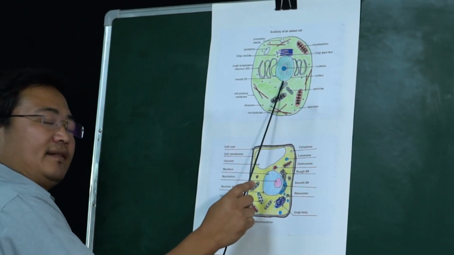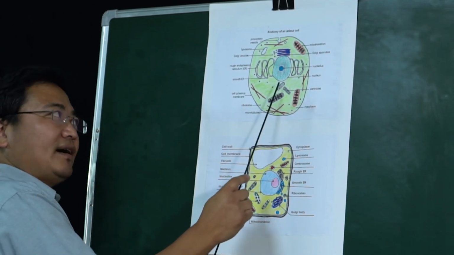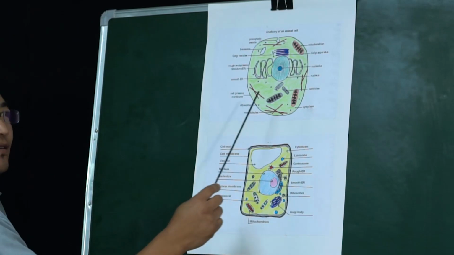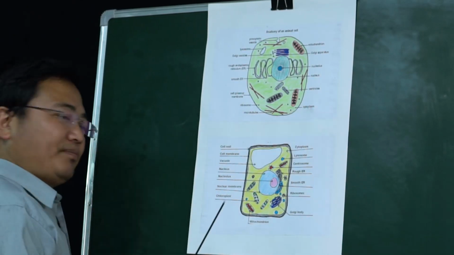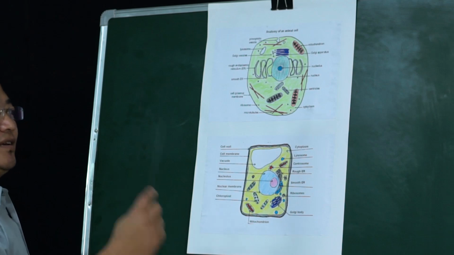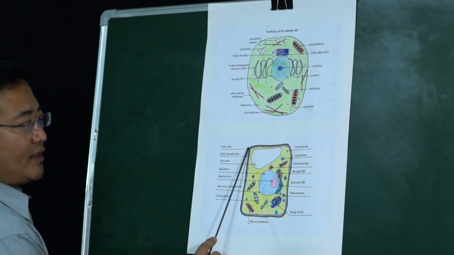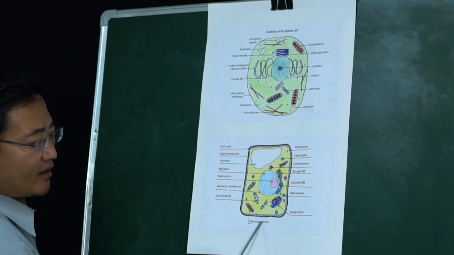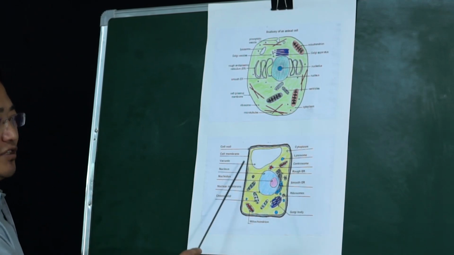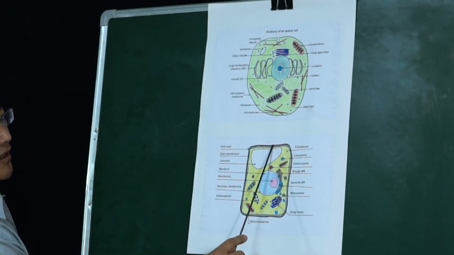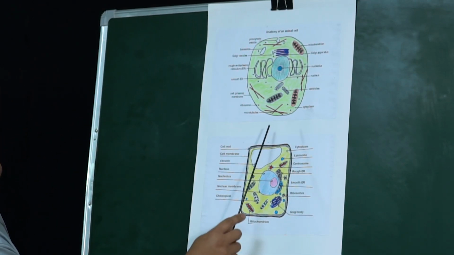So this is the cell of an animal. Now let's look at the cell of a plant again, and see what is the difference. The first thing is we have the cell wall. Do you notice that this cell wall is quite larger than our cell membrane?